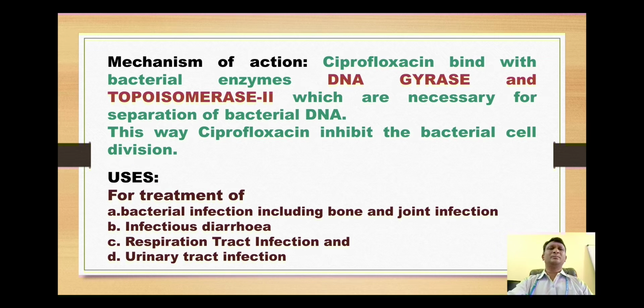Let's look at some uses of ciprofloxacin. It is used in treatment of bacterial infection including bone and joints. It is used in treatment of infectious diarrhea. It is used in treatment of respiratory tract infection and some urinary tract infections.